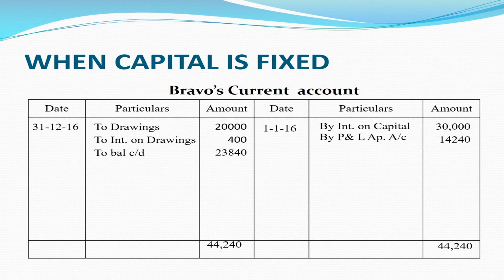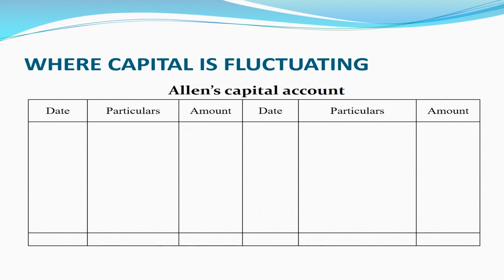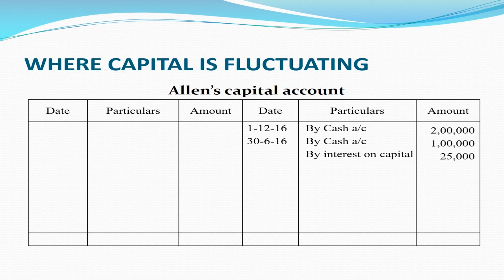And the next part of this question is we are supposed to show capital accounts when they are fluctuating. As we know, in this case there will be only one account for each of them, that is Allen's capital account and Bravo's capital account. Let's start with Allen's capital account. By cash account 2 lakh, by cash account, that is further capital, 1 lakh, by interest on capital $25,000, by P&L appropriation, that is $21,360.